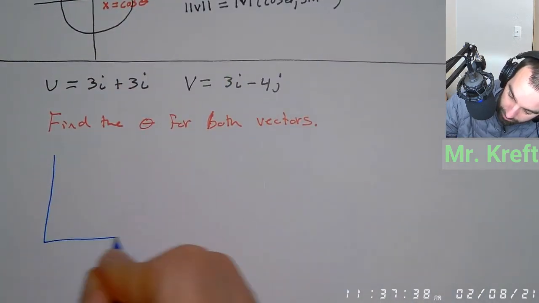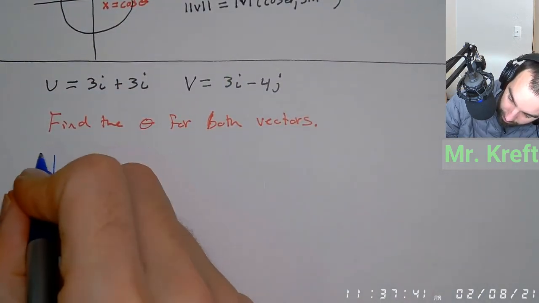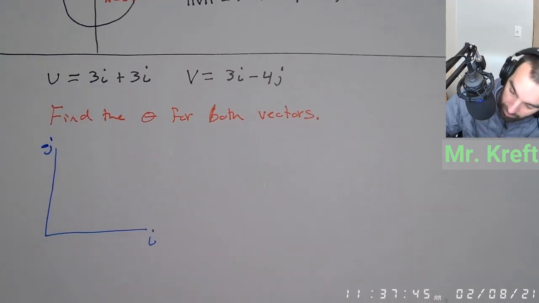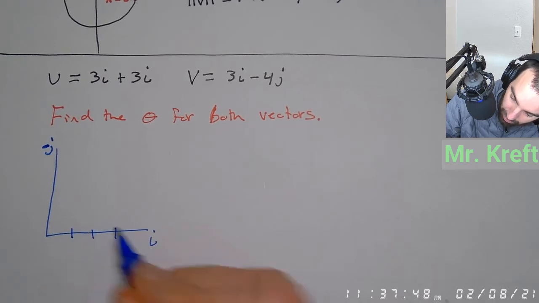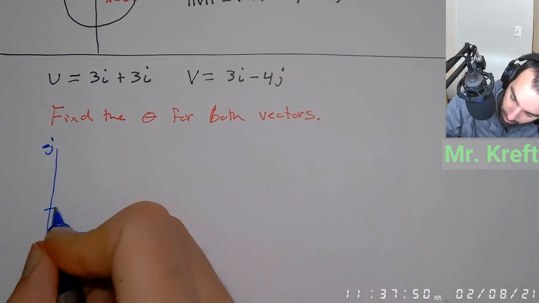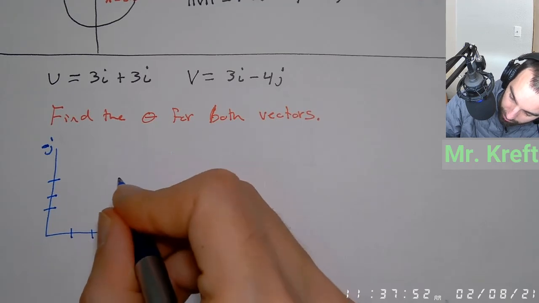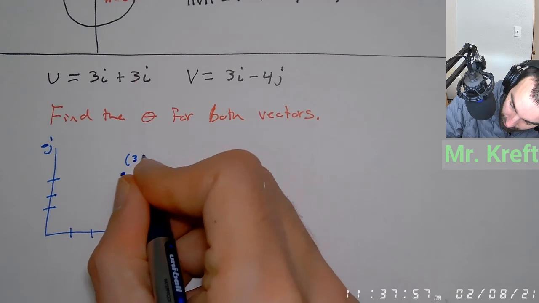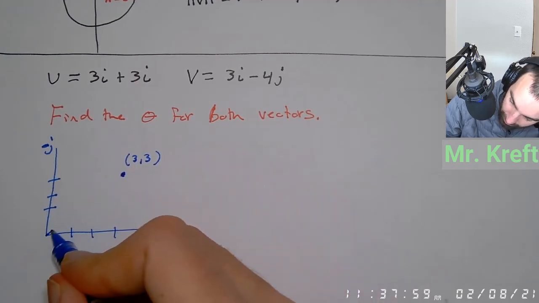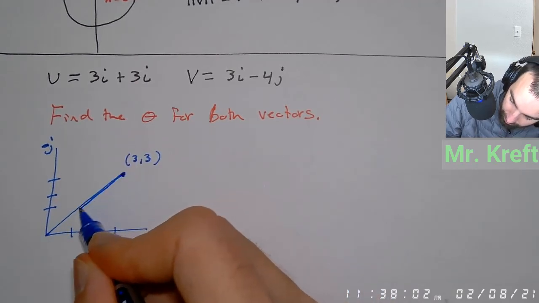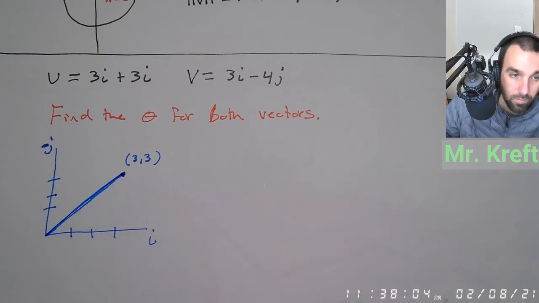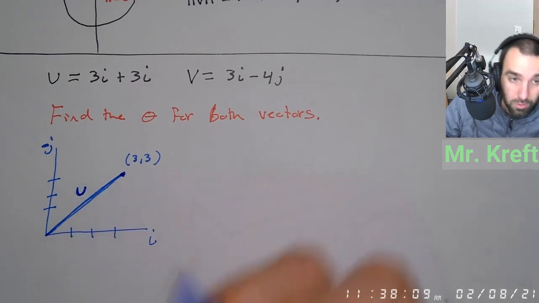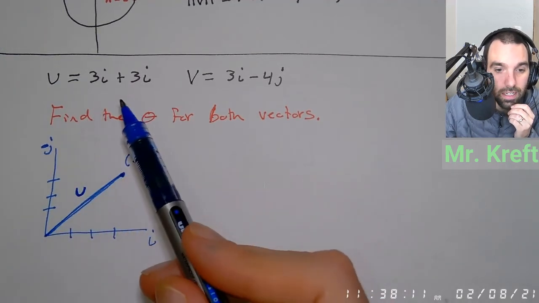So just really quickly. Oops, I always do capital. Okay, so I have i and j. So I'm going to go over 1, 2, 3, i, and go up 1, 2, 3, j. Okay. So this is at 3, 3. And then I get my vector. Okay, so this is vector u. You guys see how I did that? So it's 3 i's.